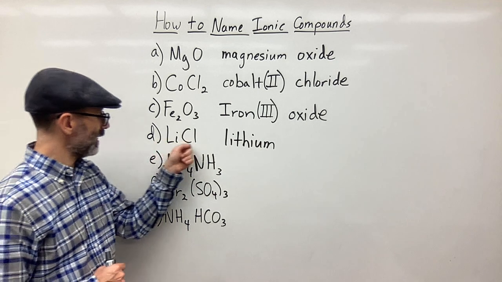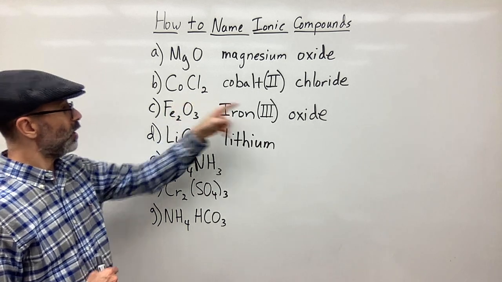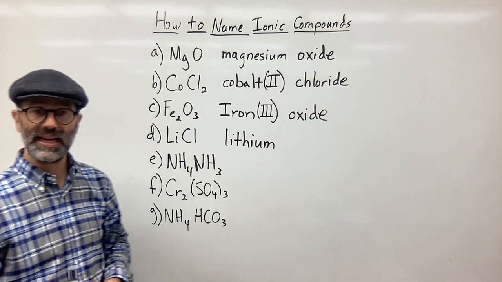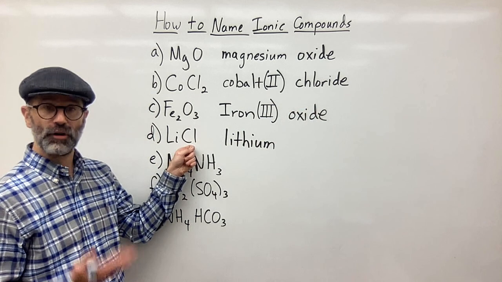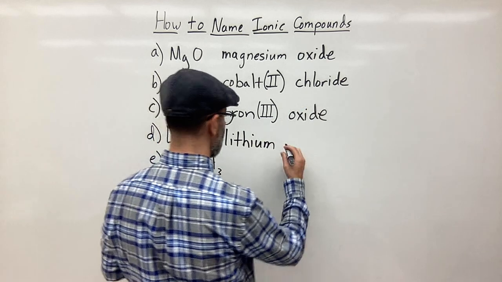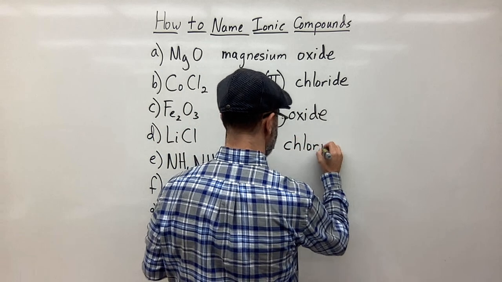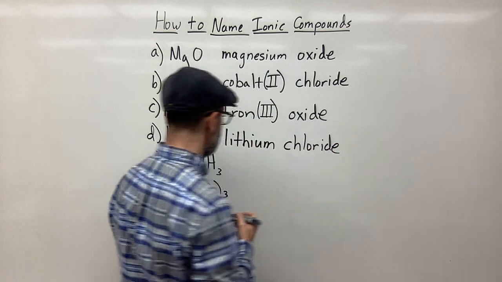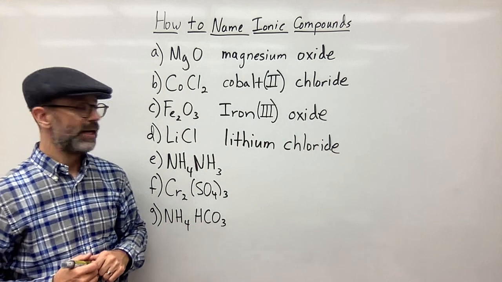And then the second name, Cl, again, same as before. It's going to be chlorine, drop the ending, add IDE because this is a negative ion. So we have to have the IDE ending for our monatomic ions. And so again, it's going to be chloride. So lithium chloride is the name of that compound.